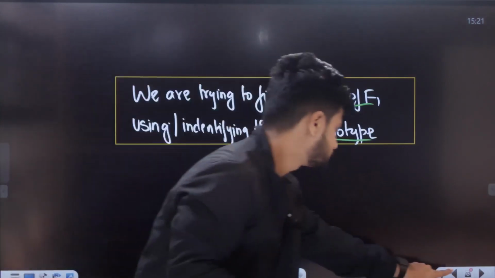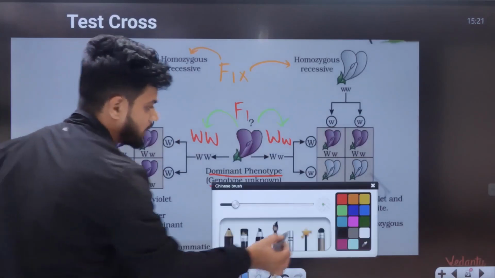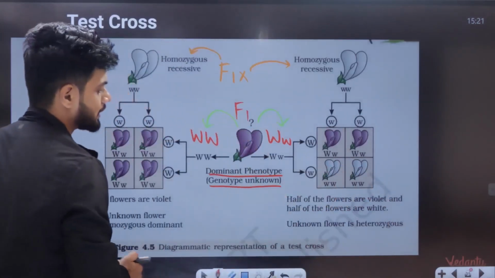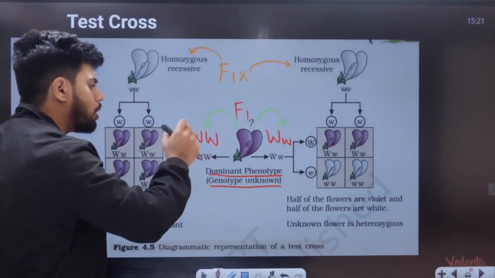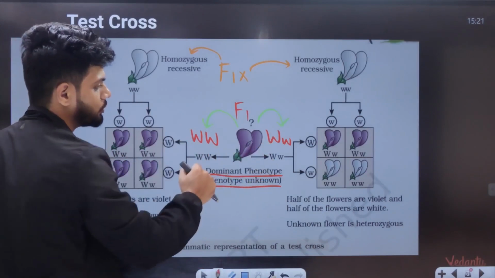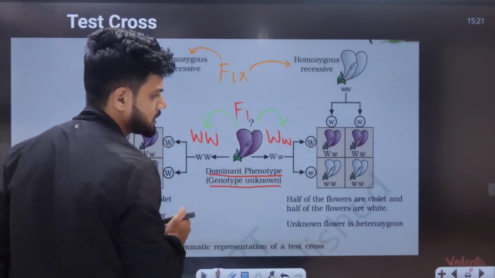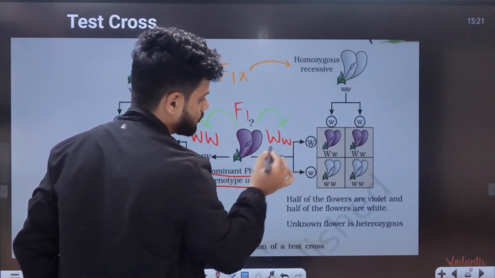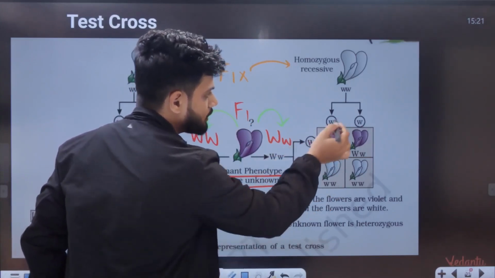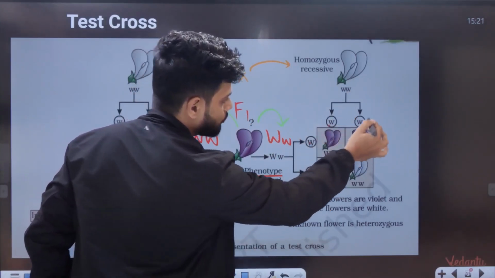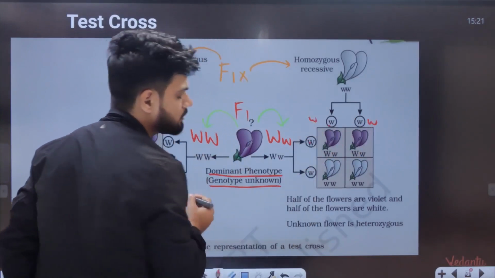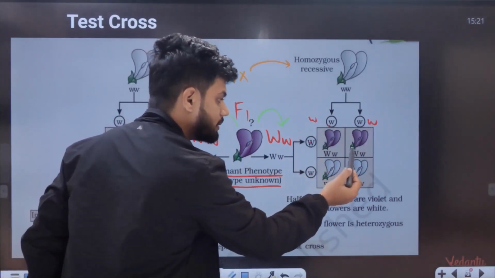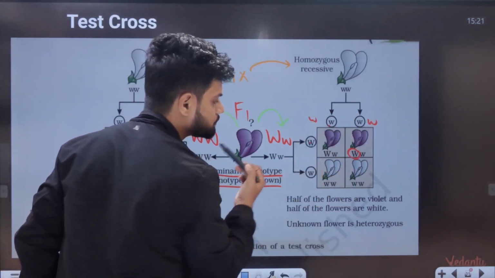Now, there are two possibilities I told you. It can be capital W, or it can be capital W, small w. Now we do a cross. Here we get capital W, small w as the gametes. When we cross with recessive parents, which is small w, what do we get? Capital W, small w, capital W, small w. This capital is coming from here, and small from here.